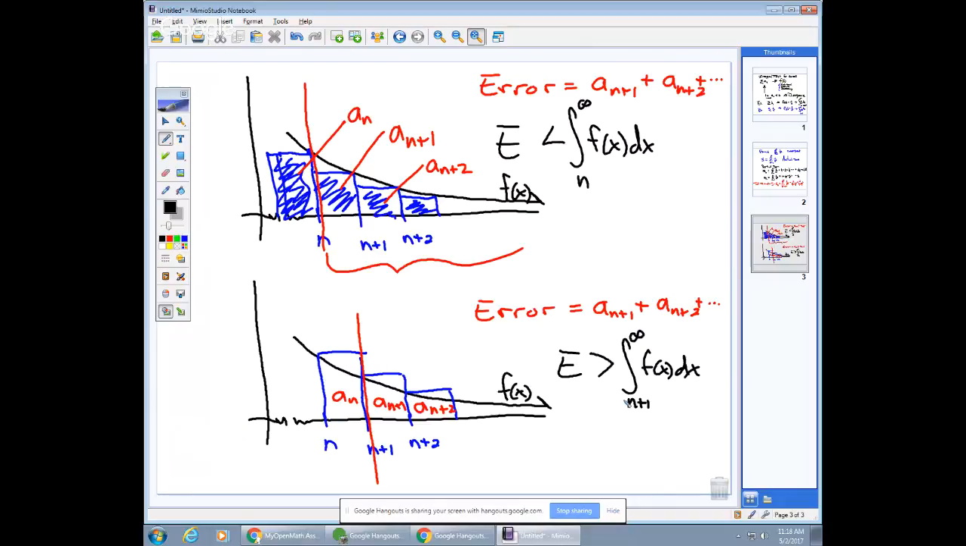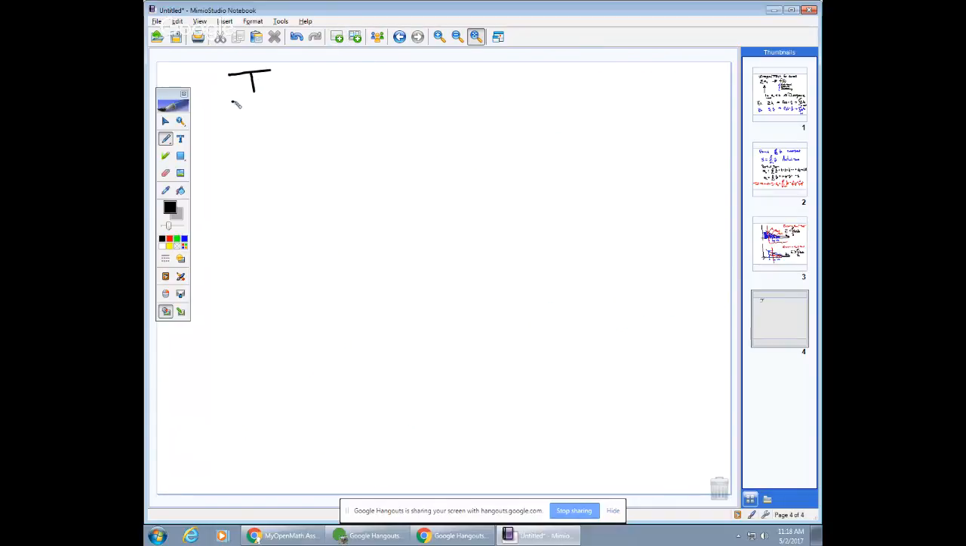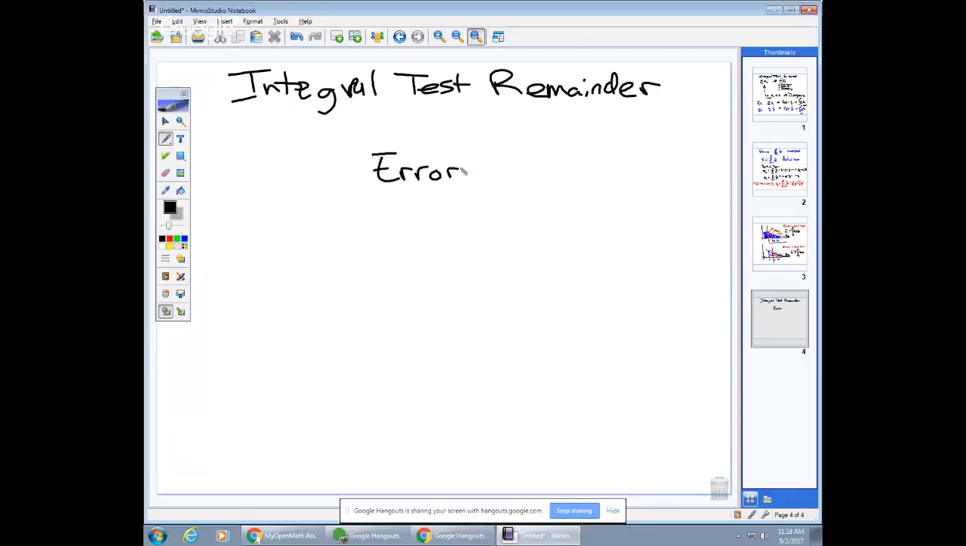So this is what's called the integral test remainder theorem for sums. We can box in that error. So the error is going to be between the integral from n to infinity of f of x dx and the integral from n plus 1 to infinity of f of x dx.